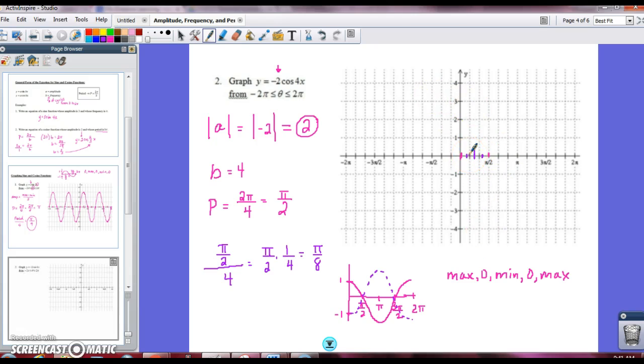Okay. So remember, the pattern is max, 0, min, 0, max, but because of the negative, the max and the min switch. So I'm starting at -2. I go to 0 at my first pi over 8. I go up to 2 at my next pi over 8. I go back to 0 at my next pi over 8, and I go back to my minimum at my next pi over 8, which is at pi over 2.